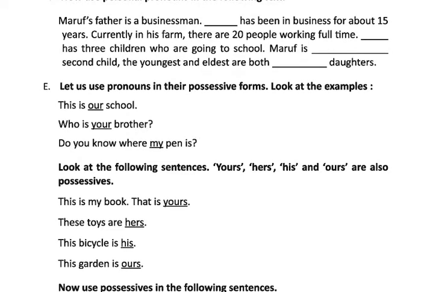This is my book. This is yours. These toys are hers. This bike is his. This garden is yours.